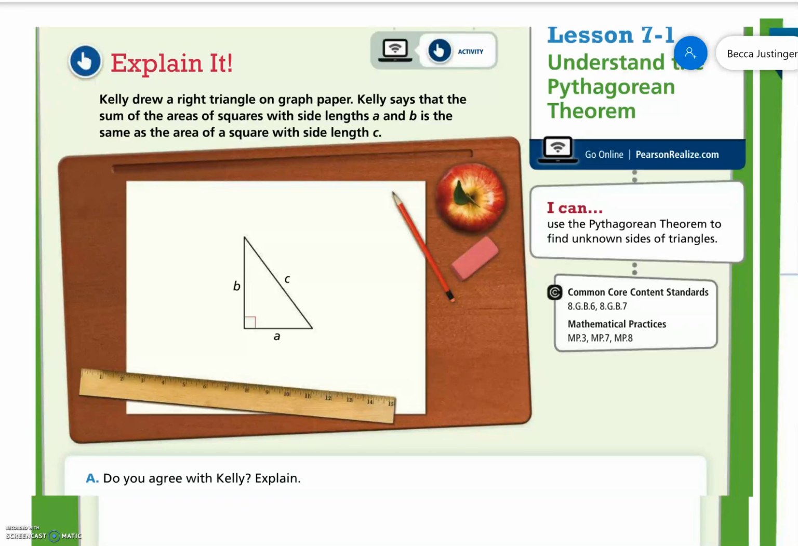Hi, 8th grade. Welcome to your first lesson of Topic 7, Understand the Pythagorean Theorem. By the end of the lesson, I want you to be able to say, I can use the Pythagorean Theorem to find unknown sides of triangles.